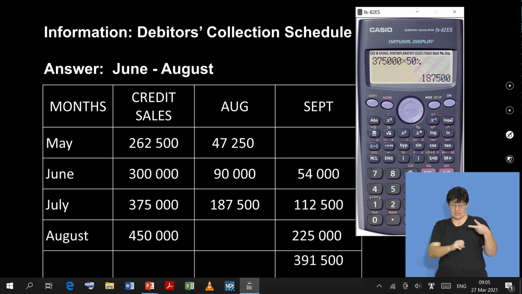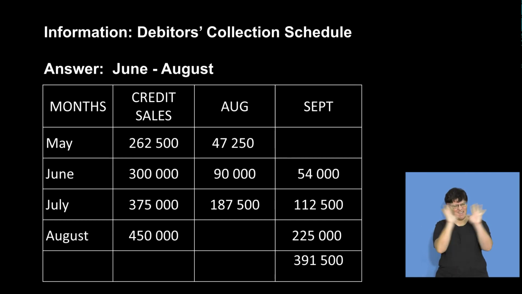And here we go. You're going to get 187,500. If you take July's figure, multiplied by the 30%, let's do that. Take the July figure, 375,000, times your 30%. Clearly, you can see that it's 112,500. So in this case, clearly you can see that once you've ascertained your percentages, it becomes easy to calculate.